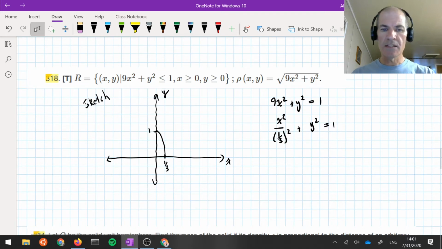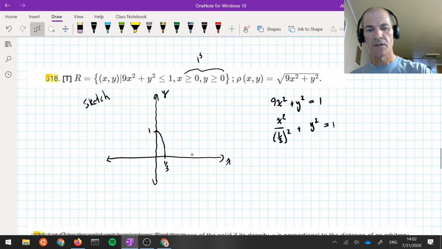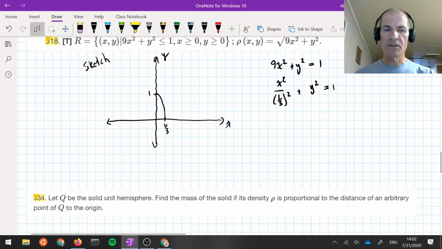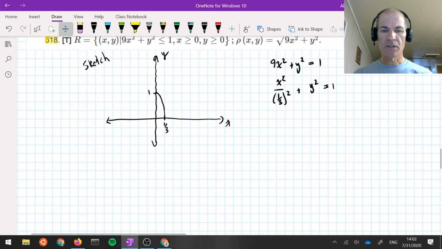Why is it just the piece of an ellipse? Because we also have x bigger than 0. That's the right half of the plane, and y bigger than 0, that's the top half of the plane. Together, that's the first quadrant. So these two say first quadrant. And the density function looks like this. All right, what are we supposed to do? We have to find mx, my, and the mass if we are to compute all the various things requested.